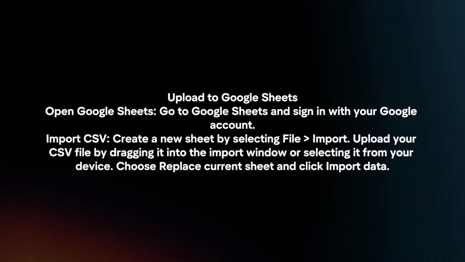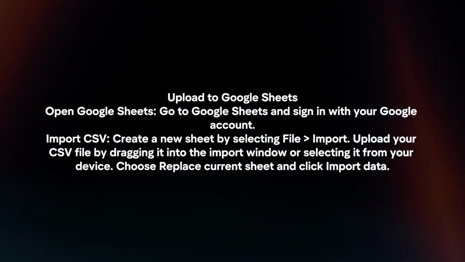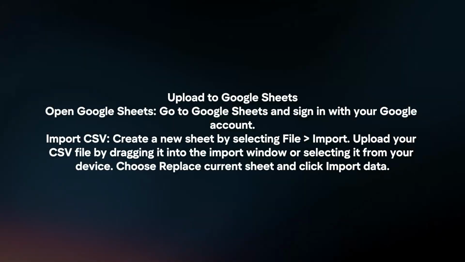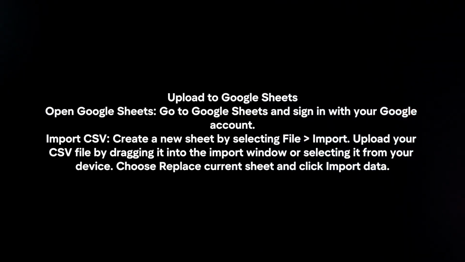Import CSV. Create a new sheet by selecting File, Import. Upload your CSV file by dragging it into the import window or selecting it from your device. Choose Replace Current Sheet and click Import Data.